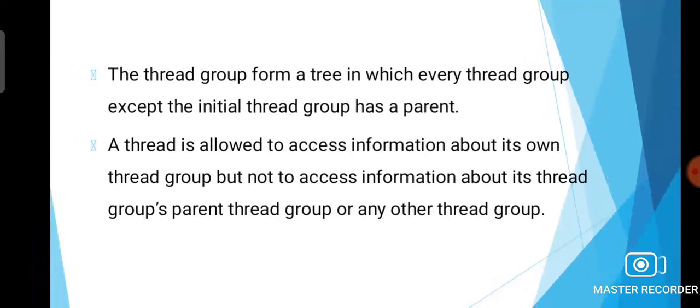Actually, the thread group forms a tree in which every thread group except the initial thread group has a parent. A thread is allowed to access information about its own thread group, but not to access information about its thread group's parent thread group or any other thread groups.